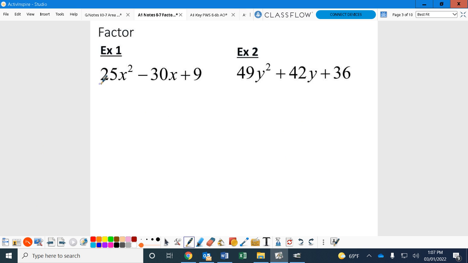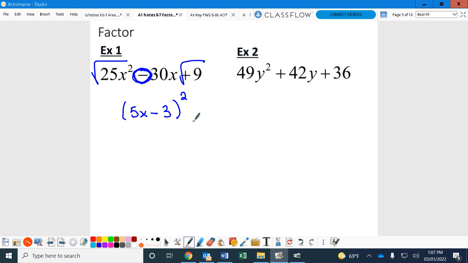So guys, is 25 a perfect square? Is 9 a perfect square? Then what you do is set up parentheses. The square root of 25x squared would be what? 5x. And the square root of 9 would be 3. The sign would be a minus, and the whole thing would be squared.